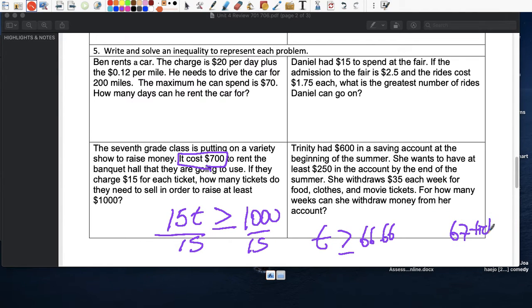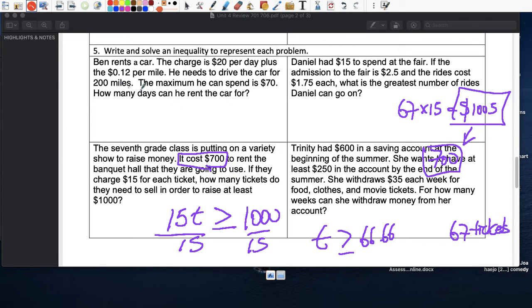So if they sell 67 tickets, let's multiply that by 15. 67 times $15 equals $1,005. Right, that's how much they collected. And from $1,005, what are they going to pay? They're going to pay $700 for the banquet hall, for the place to rent it, and the rest, I guess, is going to be profit, right? They're going to make $305.